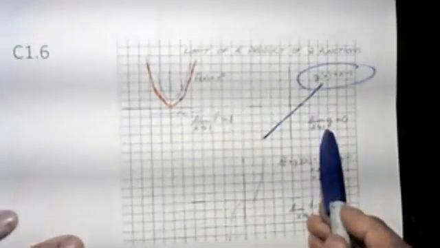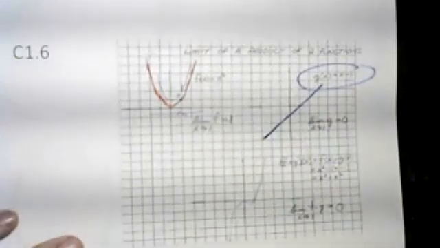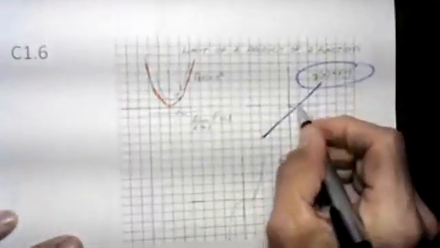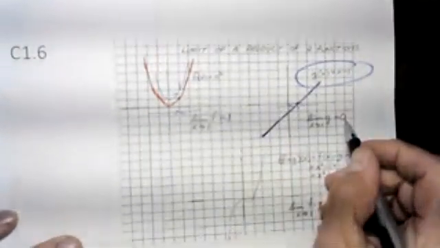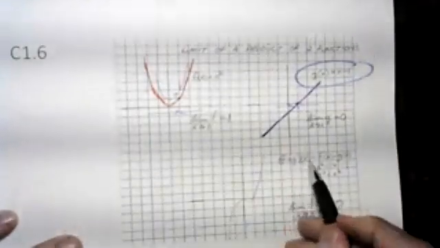And as x approaches 1 in this one, you can see that we are approaching 0. Okay? So what about the limit of the product?